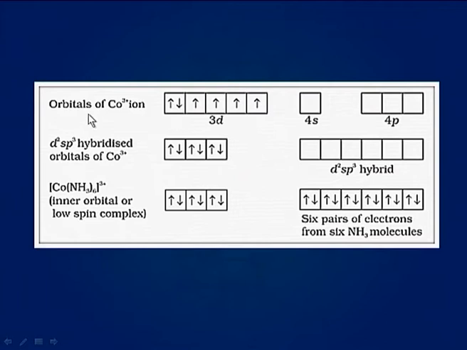The electronic configuration of cobalt 3+ is 3d6, which is shown here. As it is said that this complex is diamagnetic, it is clear that these electrons are paired. Now, the 6 orbitals which are required are d2sp3. Therefore, this complex will attain inner orbital octahedral geometry and the molecule is diamagnetic.